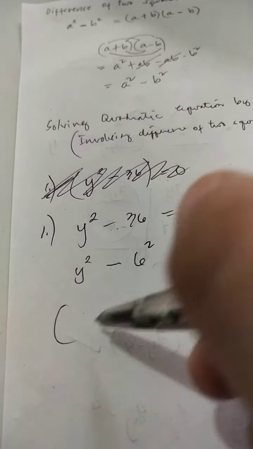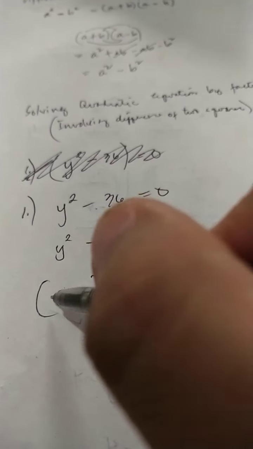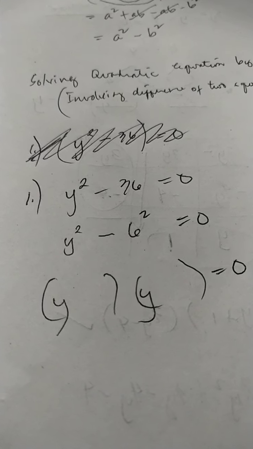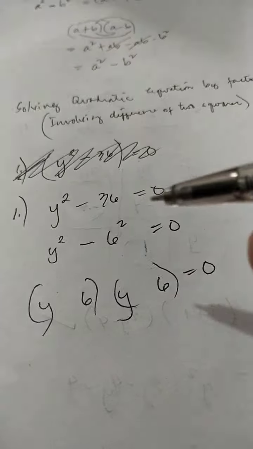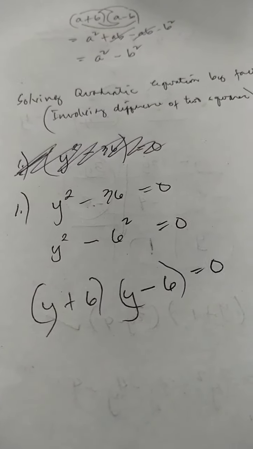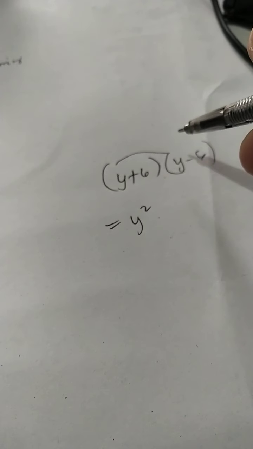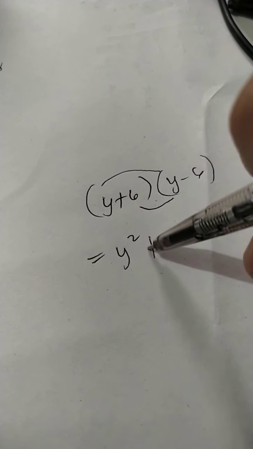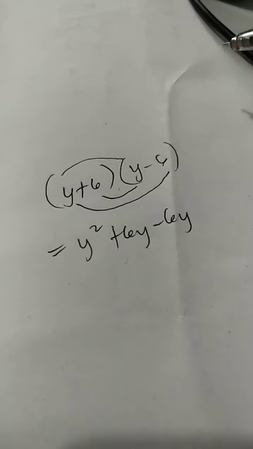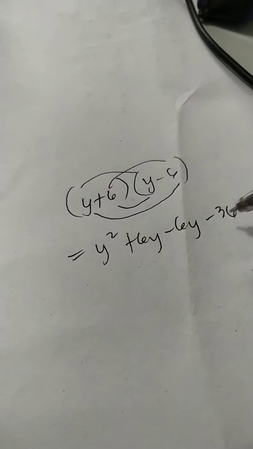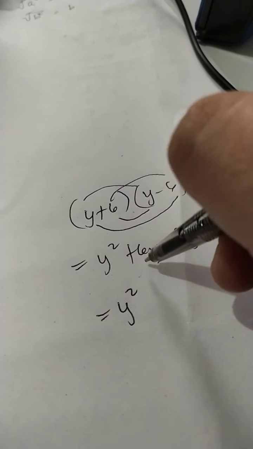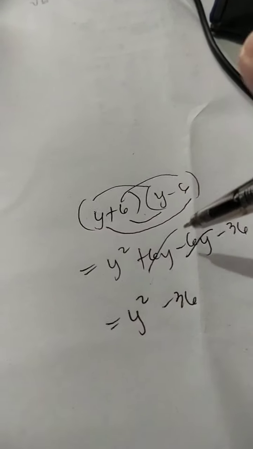So, if that is the case, we have y and y. y times y is y squared. Then we have 6 and 6. Then we have positive and negative. If we will check it, we have y plus 6 times y minus 6. By the FOIL method, we have y times y, that is y squared. 6 times y, positive 6y. y times negative 6 is negative 6y. 6 times negative 6 is negative 36. 6y minus 6y, that is 0, minus 36. So, meaning we got the correct factors.